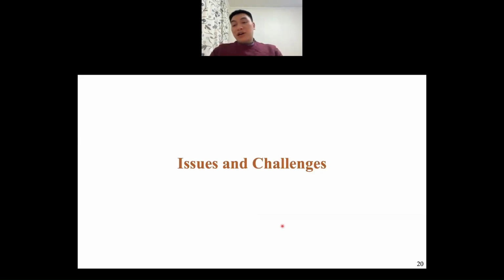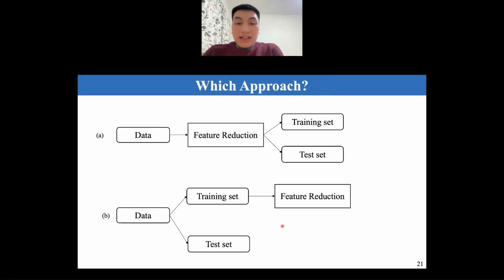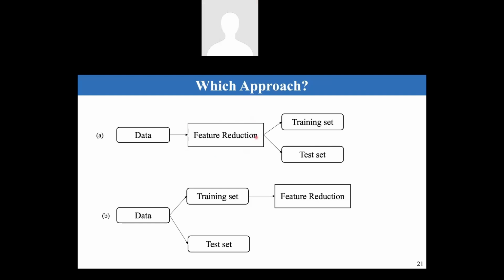I would like to spend a few more minutes on the issues and challenges because I think it's very important for people to do feature selection correctly. So here is a slide I really like, because a lot of people are confused between two ways to do feature selection. The first one is, suppose I have a whole data set, and I apply feature selection on the whole data.